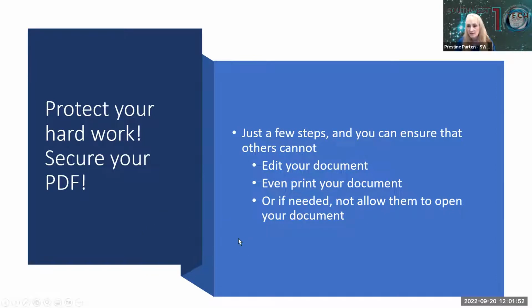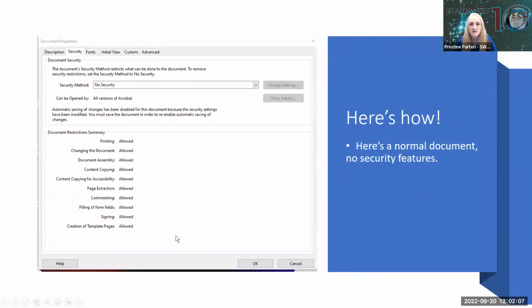All right, so in just a few steps, we're going to ensure that they cannot edit our document or even print our document, or if necessary, not even allow them to open a document that has confidential information. So this is a normal document, and you can see that there's no security features here. They're allowed to print, they're allowed to change it. Everything is allowed here.